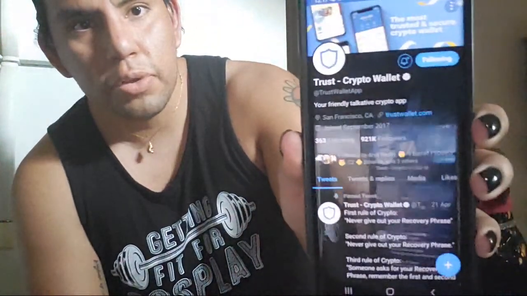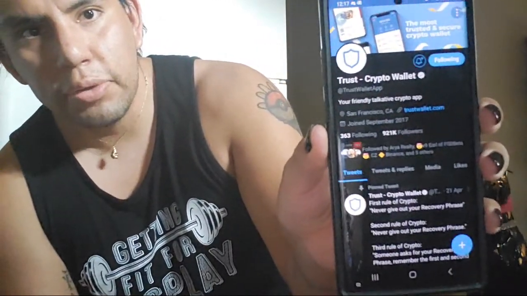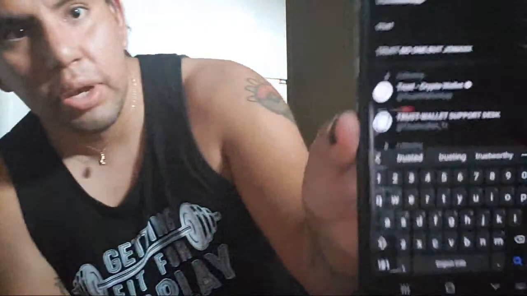Trust Crypto Wallet, and let me make this a little darker here, has 921,000 followers, and you see that white check mark. That does mean it's verified. If you do go and type in Trust in the search bar, you'll see a Trust Wallet Support Desk. That one, because it's not official, is most likely a scam.